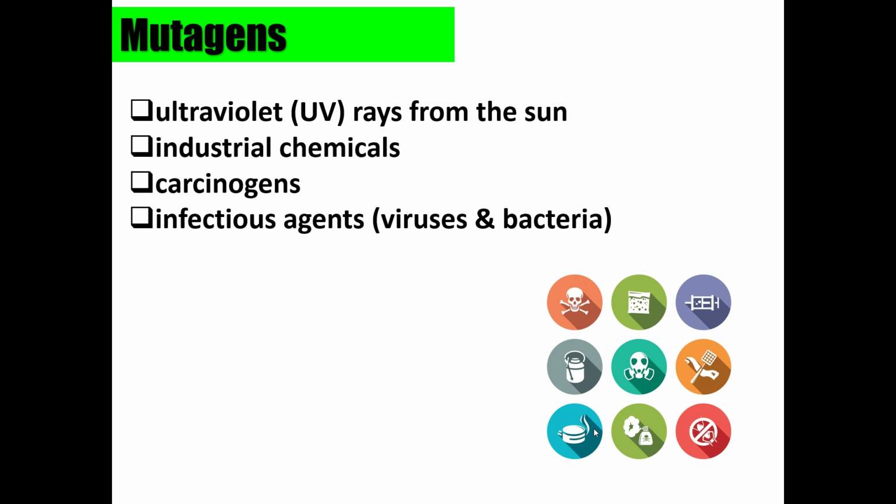We also have something called a mutagen, which could be responsible for gene mutations. Examples of mutagens would be UV rays from the sun. Some industrial chemicals are considered mutagens, different carcinogens. Infectious agents like viruses and bacteria are also considered mutagens, and these mutagens cause mutations because they can directly alter the DNA sequence through different mechanisms like base substitutions, insertions, and even deletions. All three of those we talked about today.